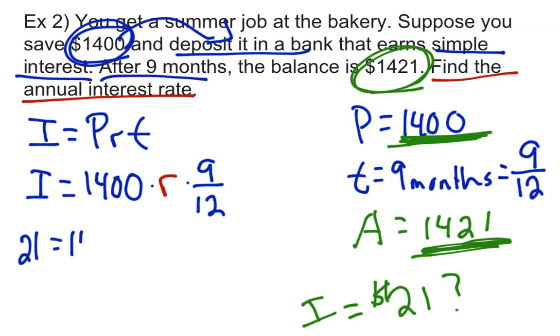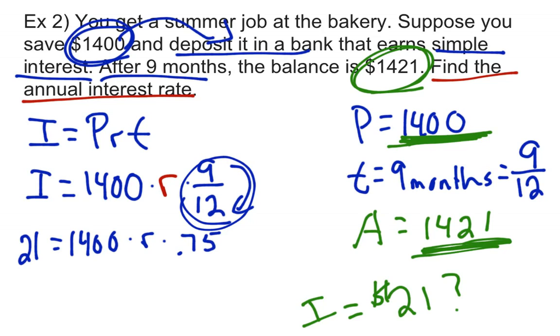21 equals 1,400 times my R, which I'm looking for, times. Now, this 9 out of 12, what we want to do is just change it to a decimal. So you do 9 divided by 12, which gives us 0.75. Okay? Let's go ahead and solve the problem.